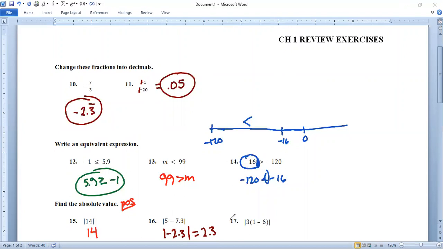All right, number 17, we have the absolute value of 3 times 1 minus 6 is a -5. So that's the absolute value of -15, which is absolute value making it positive is 15.